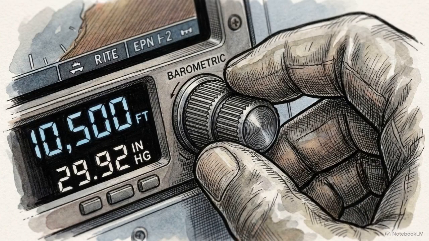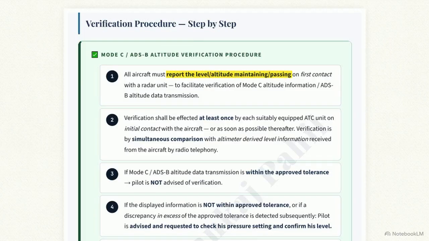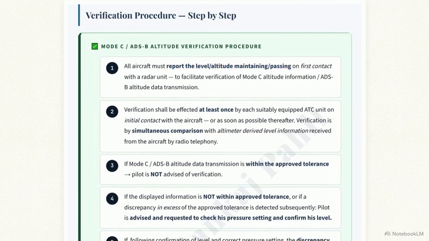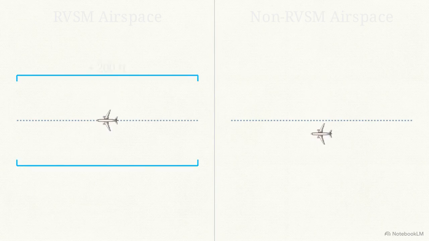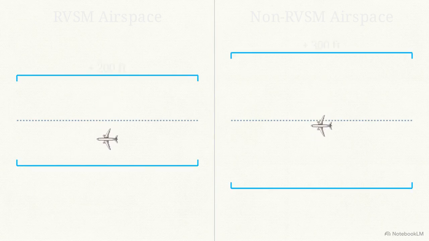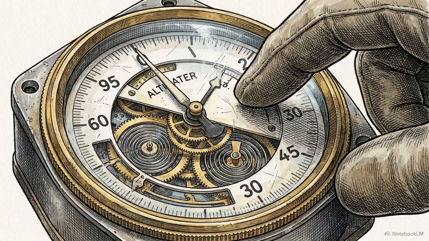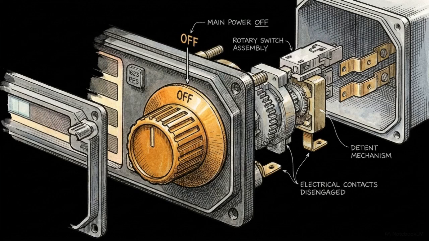The final hurdle of the ATC encounter is altitude verification, which must be completed upon first contact. As shown in this 5-step procedure, pilots must report their altitude on initial contact. This allows ATC to cross-reference the verbal report against the digital Mode C or ADS-B readout. Legal error tolerances are plus or minus 200 feet in RVSM airspace and plus or minus 300 feet in non-RVSM airspace. If the data is within these limits, the pilot is not advised. If a discrepancy continues despite resetting the pressure setting, ATC will instruct the pilot to stop the vertical transmission using the phrase, "Stop squawk Charlie, wrong indication."